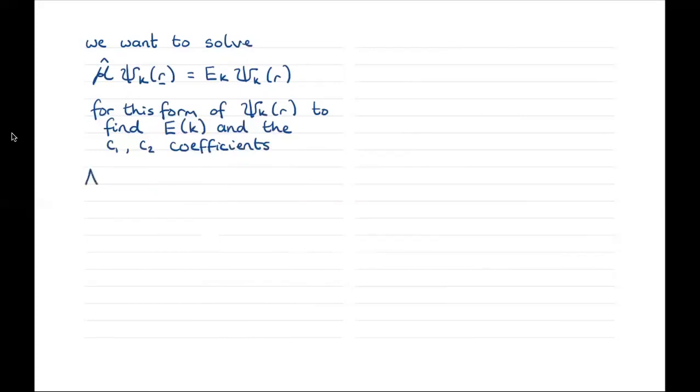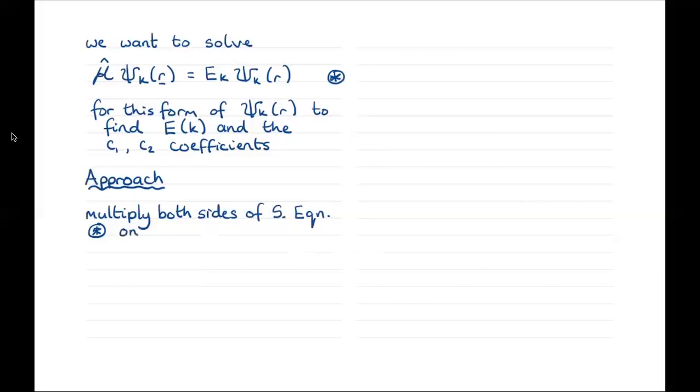So here's our approach, what we're going to do will be to multiply both sides of the Schrödinger equation, this equation here, on the left-hand side, so pre-multiply both sides of the Schrödinger equation by first this factor, 1 over square root of n, the sum from m equals 1 to n, e to the minus i k dot r sub m.